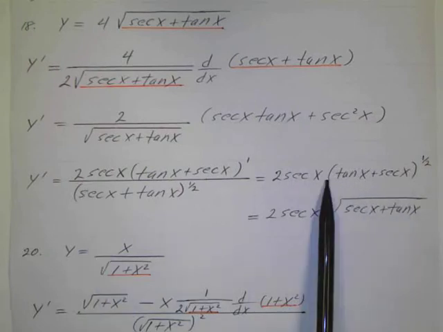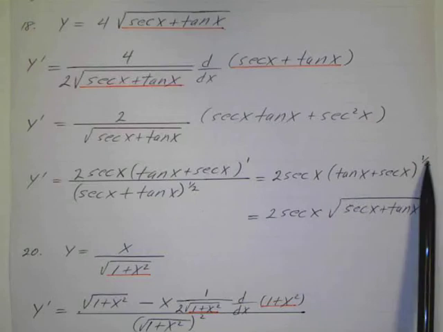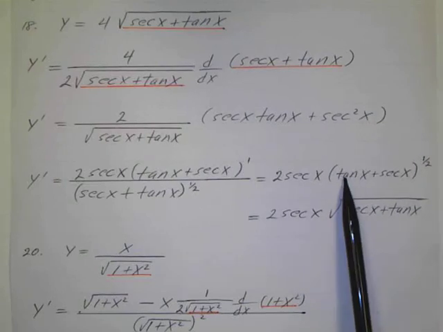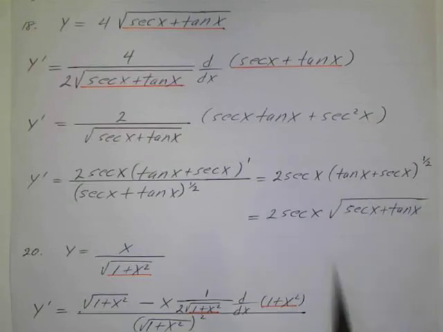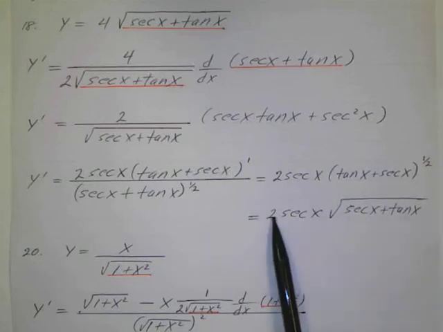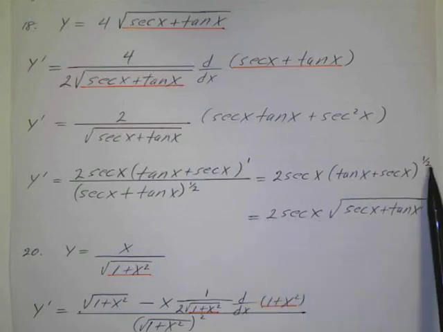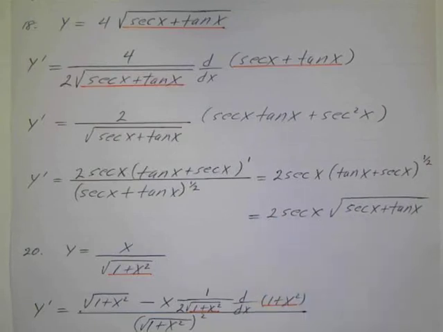So there's my 2 secant of x, and then these top and bottom terms simplify to be just this top term, tangent plus the secant x to the 1/2. But the 1/2 is the same thing as the square root, so I could write it like this, and just kind of reverse the order to show you that these are basically the same. It can be in either order, doesn't matter. So 2 secant of x times the square root, that's the 1/2 power, of the secant plus the tangent. Okay, so that wasn't too bad.